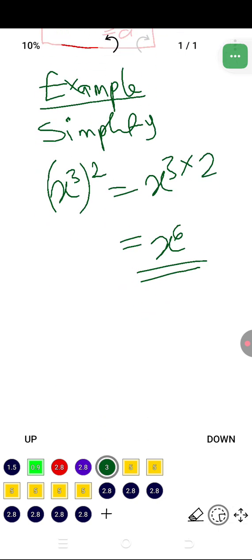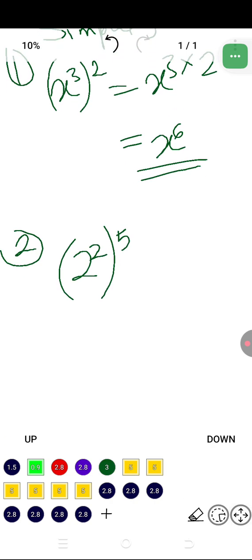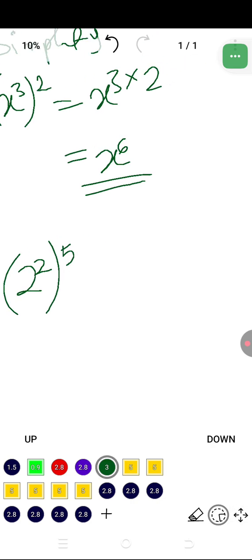Let's say this is number 1. Number 2, we have 2 raised to power 2, in brackets, raised to power 5. This will be equal to 2 raised to power 2 times 5, which is 2 raised to power 10.